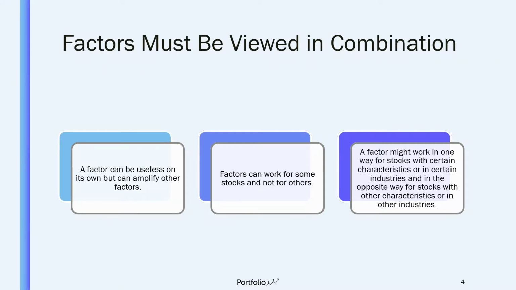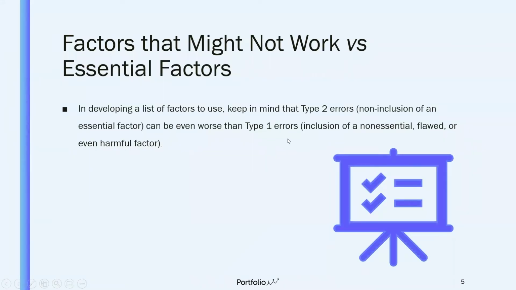A bank which doesn't have any debt is not going to make any money. So the factors have to be thought about in a holistic way. How is it going to combine with other factors, and how is it going to apply to different kinds of stocks? Now, there are factors that might not work, and then there are essential factors.